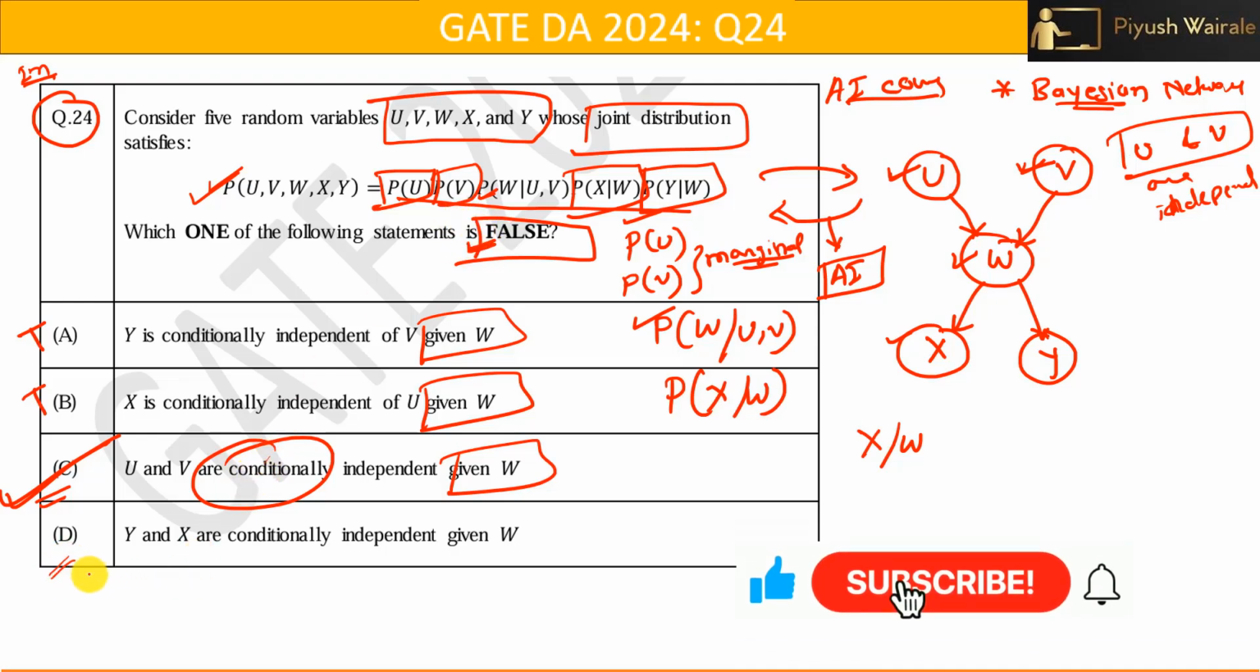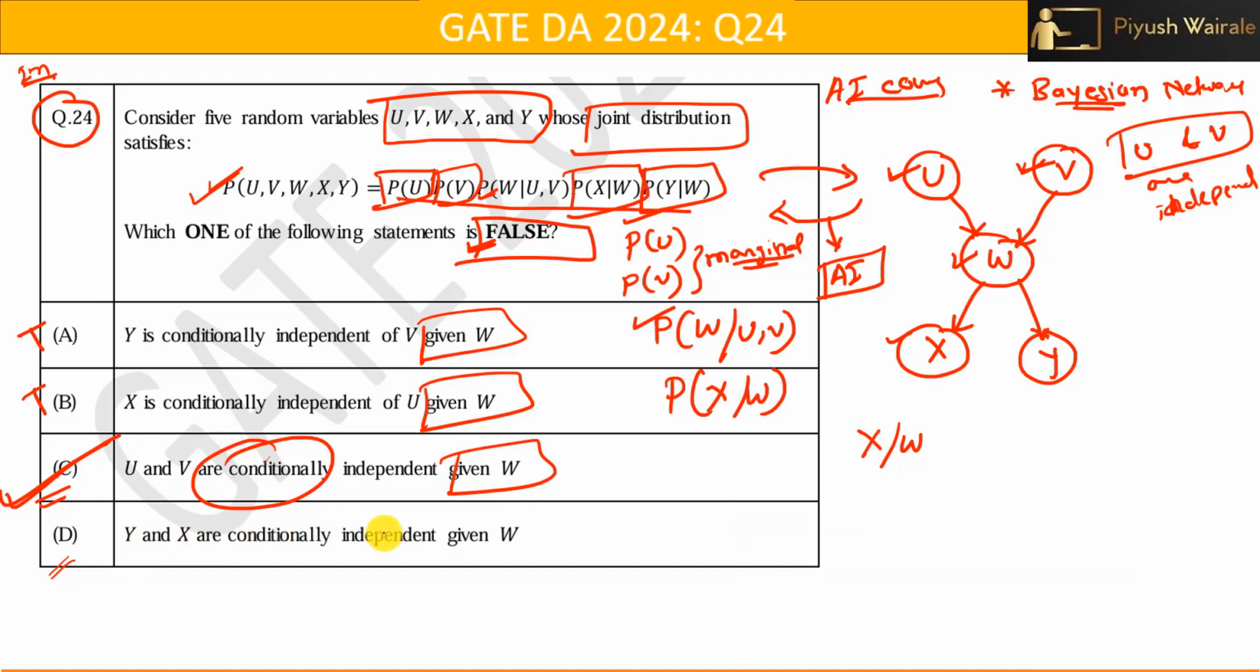What about option D? X and Y are conditionally independent given W. If you observe here, X is dependent on W and Y is also dependent on W, but X and Y are conditionally independent given W. So this statement is also true, so option D is also true. Only statement C is false, so that will be my correct answer.